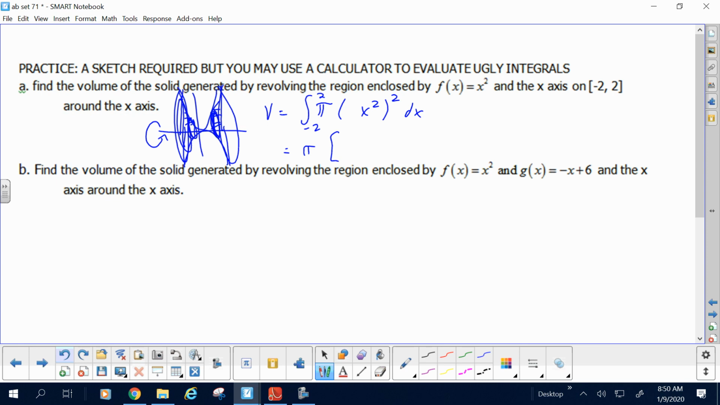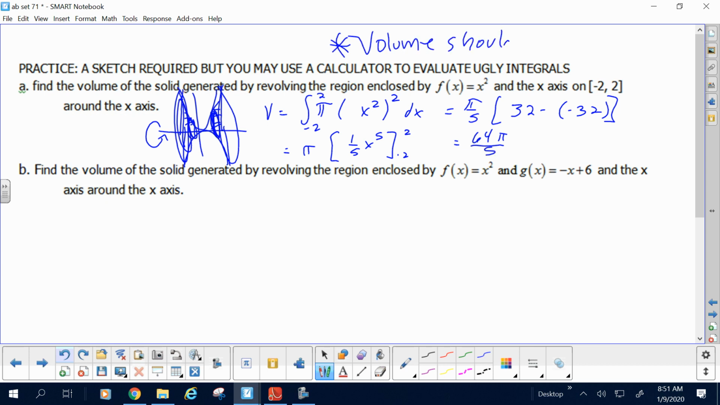Pi can be brought out front. What's the antiderivative of x to the 4th? 1/5 x to the 5th from -2 to 2. So let's call it pi over 5 out front now. And what is 2 to the 5th? 32, minus what's -2 to the 5th? -32. And so you get 64 pi over 5, yeah? Please write yourself a note here. Volume should never be negative. If it is, you did something wrong. Likewise, 0 would be unlikely here as well.